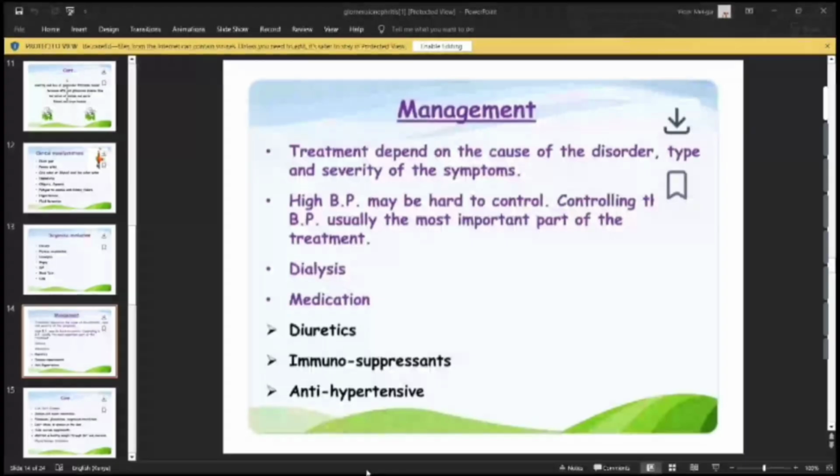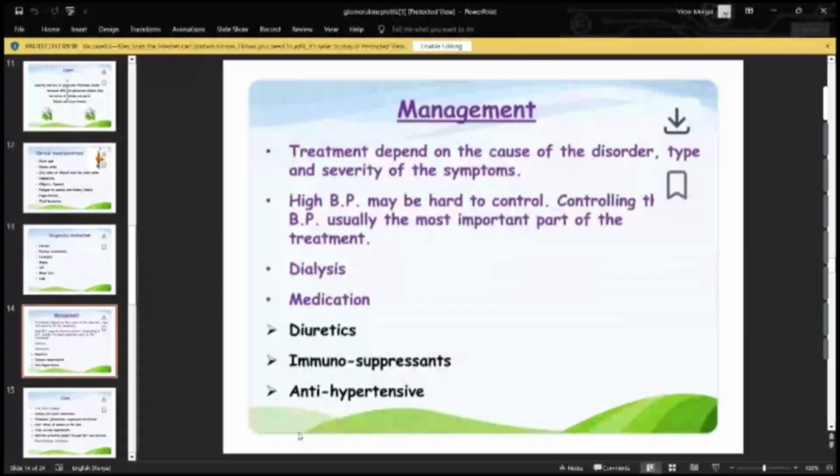So we have the management. The treatment depends on the cause of the disorder, type and severity of symptoms. High blood pressure may be hard to control. Controlling high blood pressure is usually the most important part of the treatment of glomerulonephritis. So we have the dialysis. Most of you have heard about dialysis. So in medication, you can administer the diuretics, the immunosuppressants, and the antihypertensive drugs.